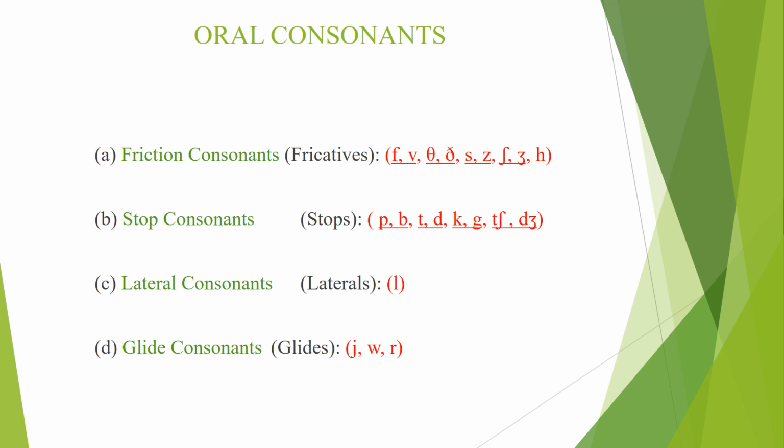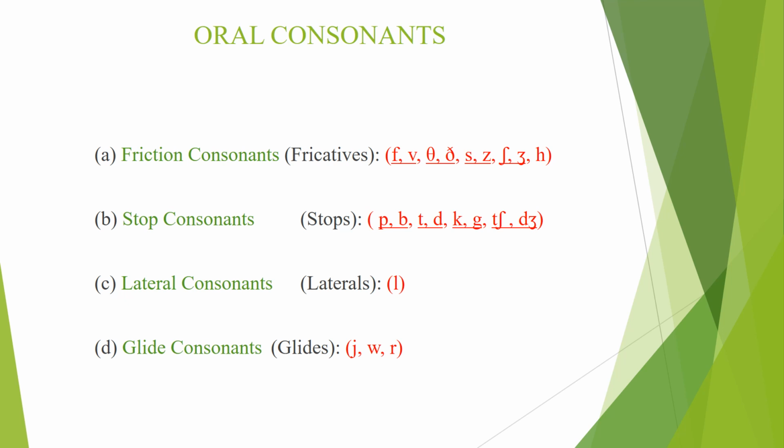There are four types of oral consonants. The first type is called friction consonants or fricatives, and they are th and the, th and the, s and z, sh and j, and h.